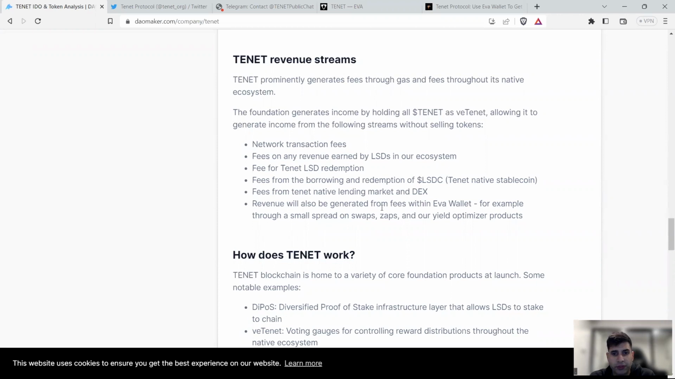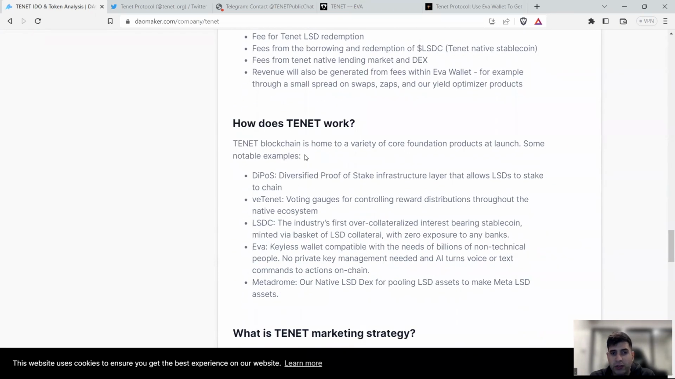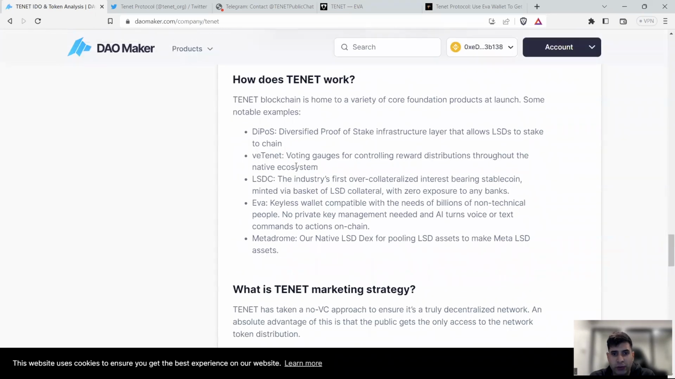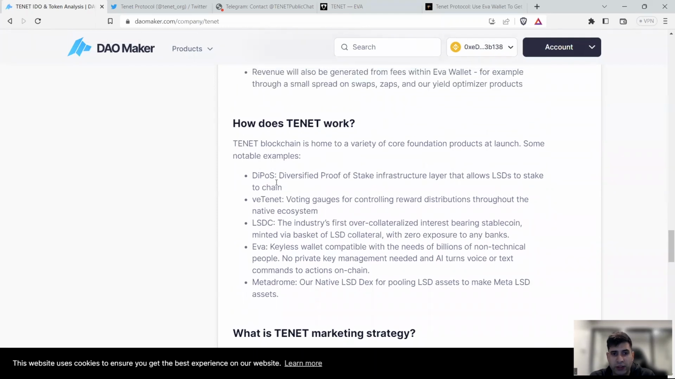Revenue will also come from fees within the wallet, through small spreads on swaps and optimizer products. The way the token utility works is that they're going to have the DAI positions, a diversified proof of stake infrastructure that uses the LSD tokens to stake. They'll also have the VTenet tokens, which is the voting token, for ensuring there's a reward distribution across the ecosystem. And then there's the liquid staking dollar coin, an industry-first over-collateralized stablecoin with zero exposure to any banks.